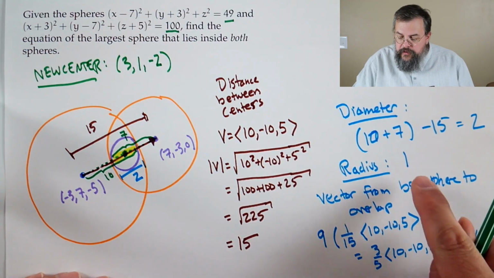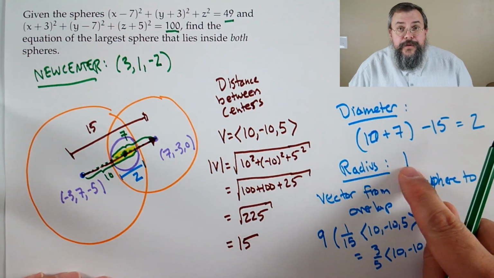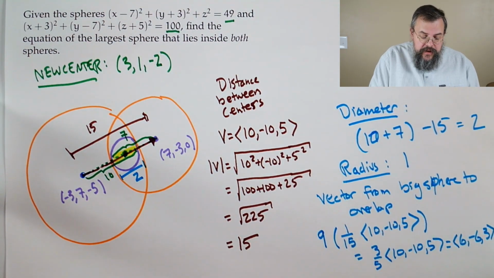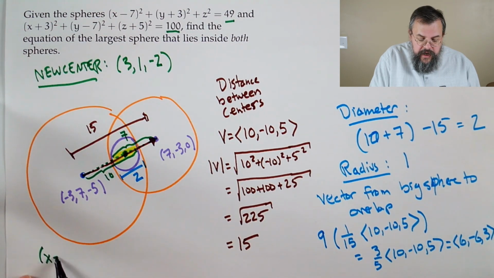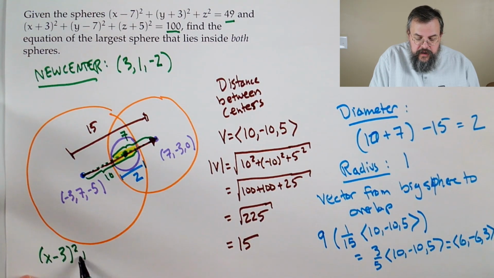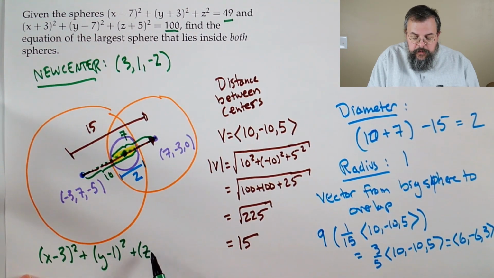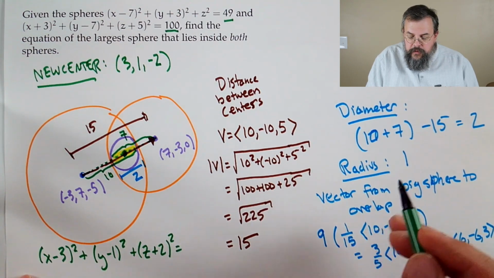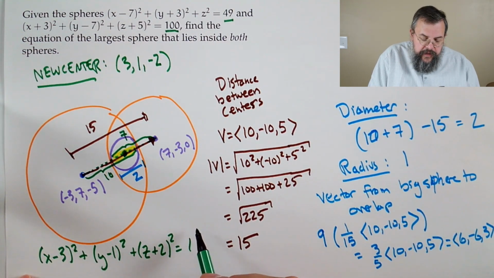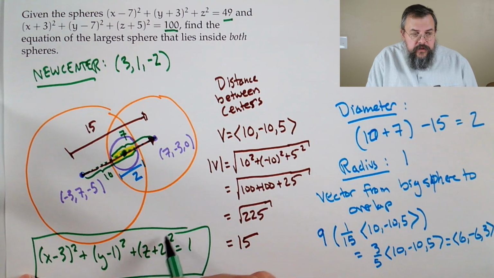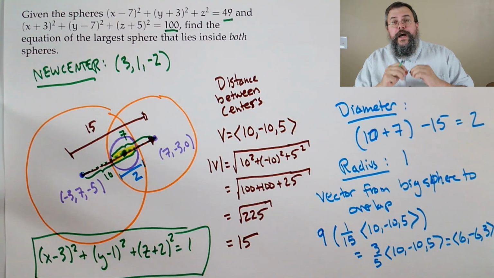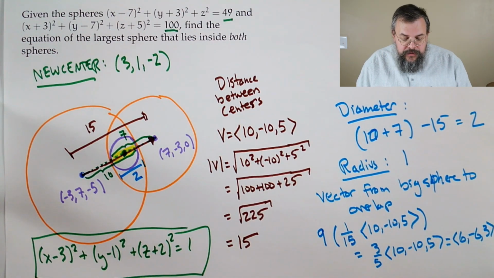But we also had our new radius, and we put them together. So (x minus 3) squared plus (y minus 1) squared plus (z minus 2, which makes z plus 2) squared equals 1 squared. And that is the equation for the sphere, which is the overlap between our two original spheres.